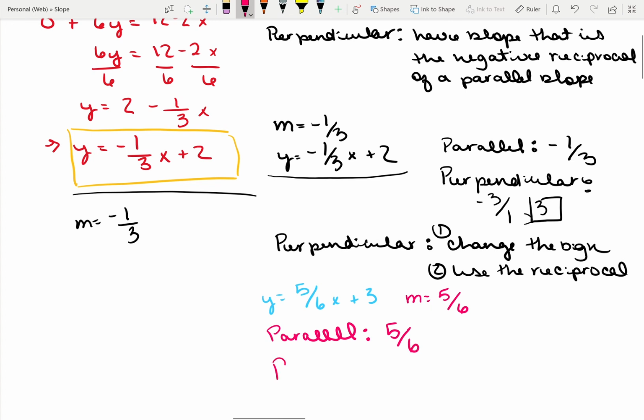And then perpendicular would be change the sign, so it is no longer positive, it is negative 5/6, and then use its reciprocal, which is 6/5. So it'd be negative 6/5 as my perpendicular slope.